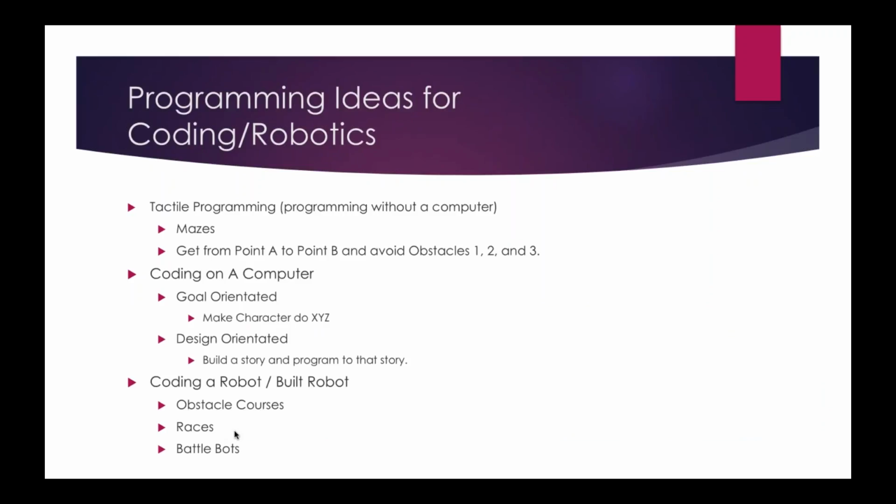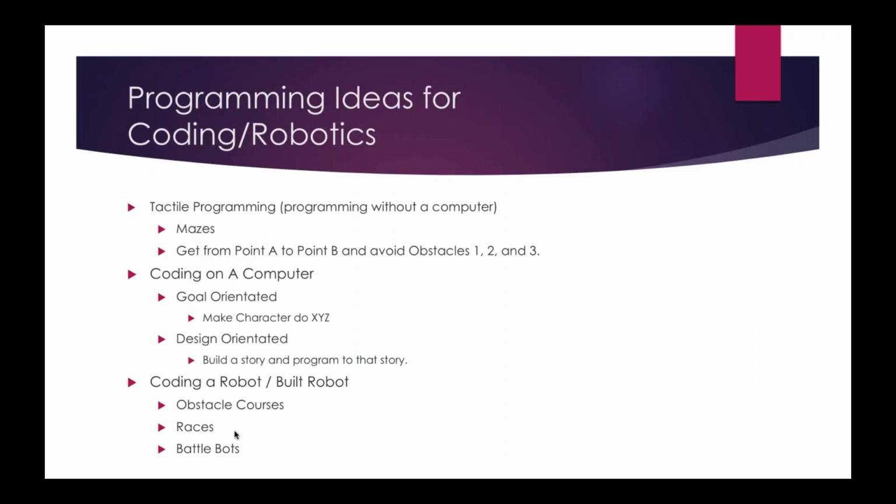If you're using your computer to code, there are two different ways to do it. There's goal-oriented, so you set the challenge as, let's make the robot blink its eyes. Or you do design-oriented, so let's have the robot follow through a story or follow through a maze or get from point A to point B. That's more design-oriented, so we have to think differently on how to set up our framework or how to set up our robot.